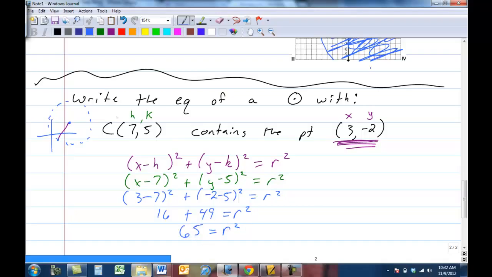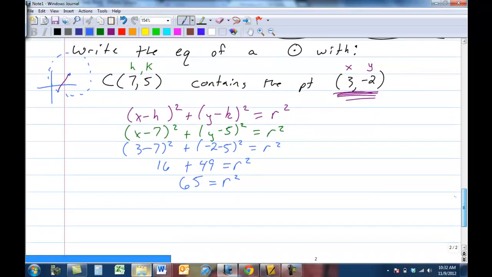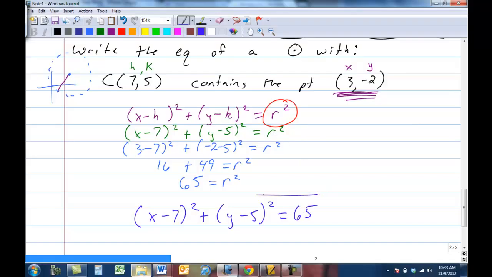Now, I could go and take the square root and find what r is. But here's the thing. The only thing that they want is the equation, and the equation only contains r squared. So my final answer here is going to be, oh my goodness, parentheses x minus 7, quantity squared, plus y minus 5, quantity squared, equals 65. That's the equation of the circle with the center here through this point. All right, so we'll practice tomorrow. Smith out!